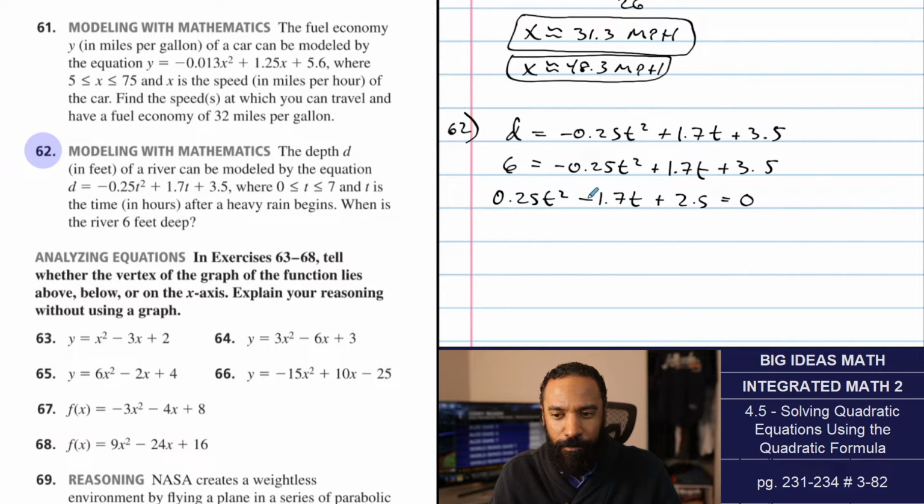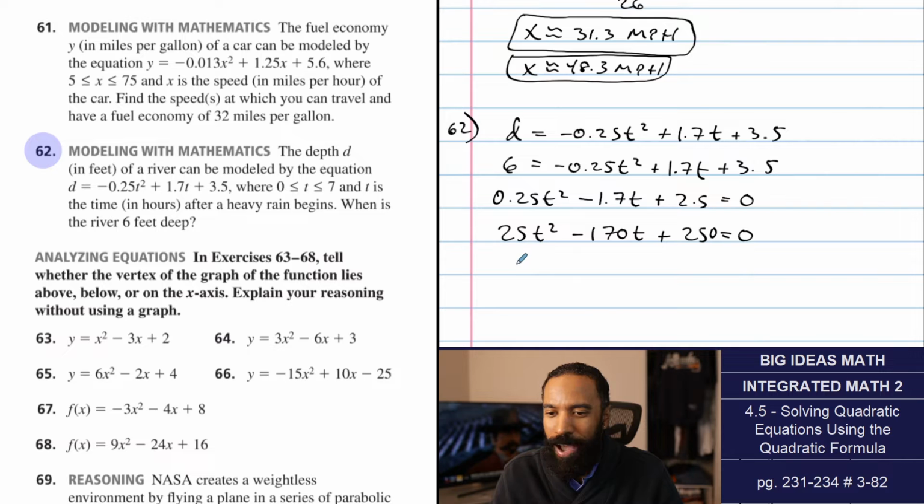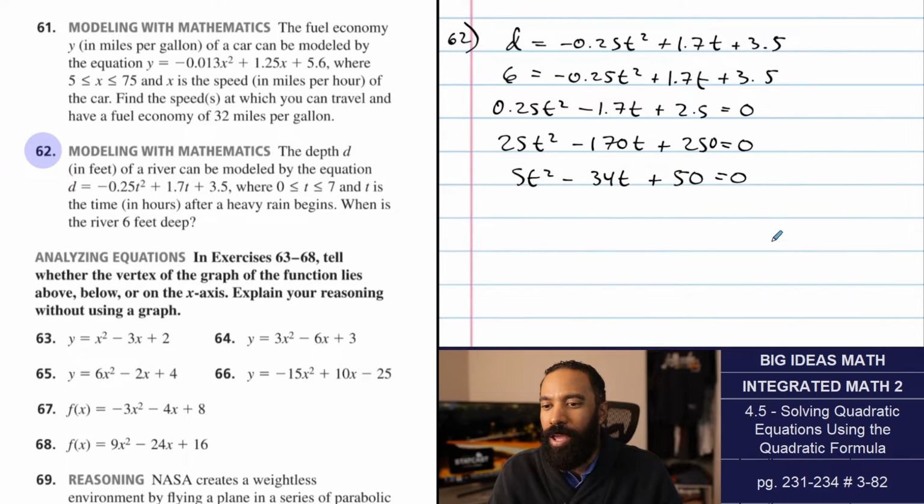Now I would have multiplied everything by 4, but 1.7 times 4 doesn't fit the bill. So let's multiply by 10 first and see if we can do anything from that. Wait a second, by 100. So 250. There we go. I can divide everything by 5. So 5t squared minus 34t plus 50 equals 0. I think that's right. All right, is this factorable? I don't think so.